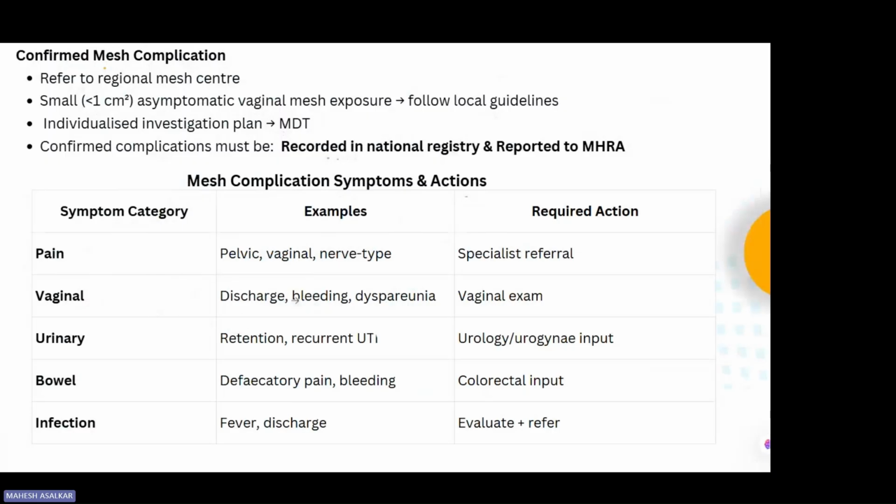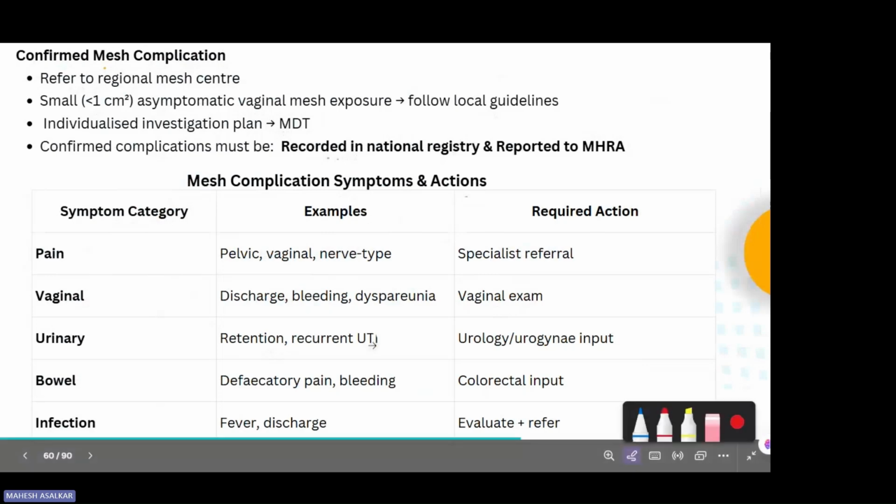If there is a vaginal discharge, bleeding, dyspareunia, you need to do the vaginal examination. If it is urinary retention or recurrent urinary tract infection, urology or urogynecology input are required. If there are bowel-related symptoms such as defecatory pain or bleeding, colorectal input is required. If there is infection such as fever, discharge, you need to evaluate and refer accordingly.